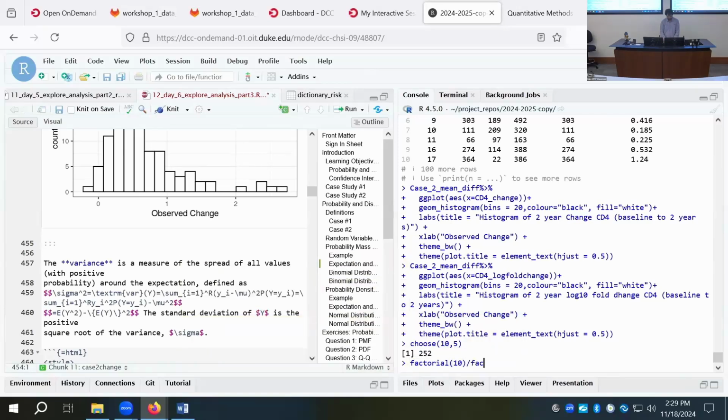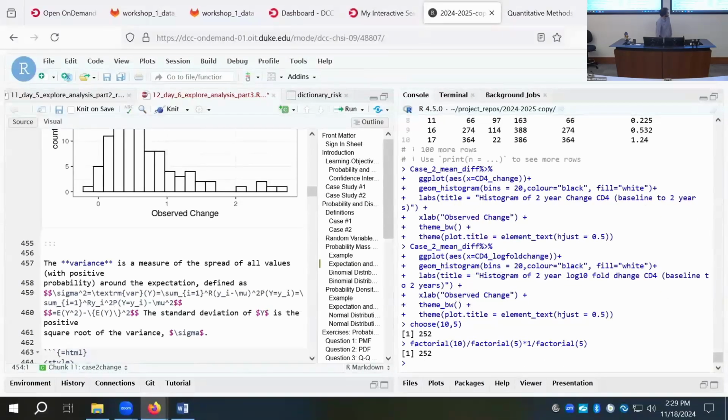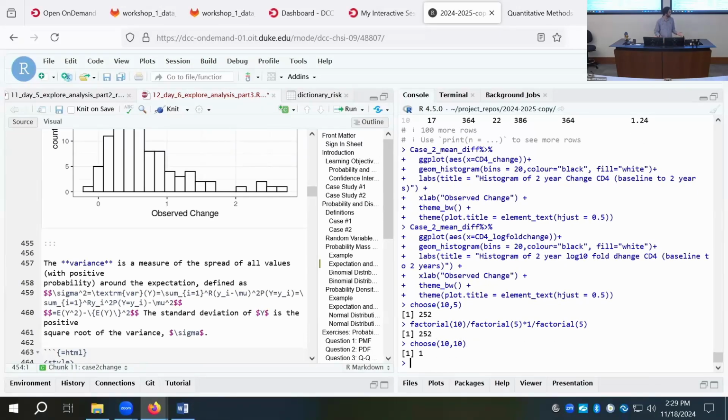Factorial 10 divided by factorial 5 times 1 over factorial 5, right? 252. Right, so I have 10, I have 5, and then I have 10 minus 5 factorial. So now, how many ways are there to get all 10? There's only one way, right? Once you get in the middle, there are lots of different ways these things can happen.